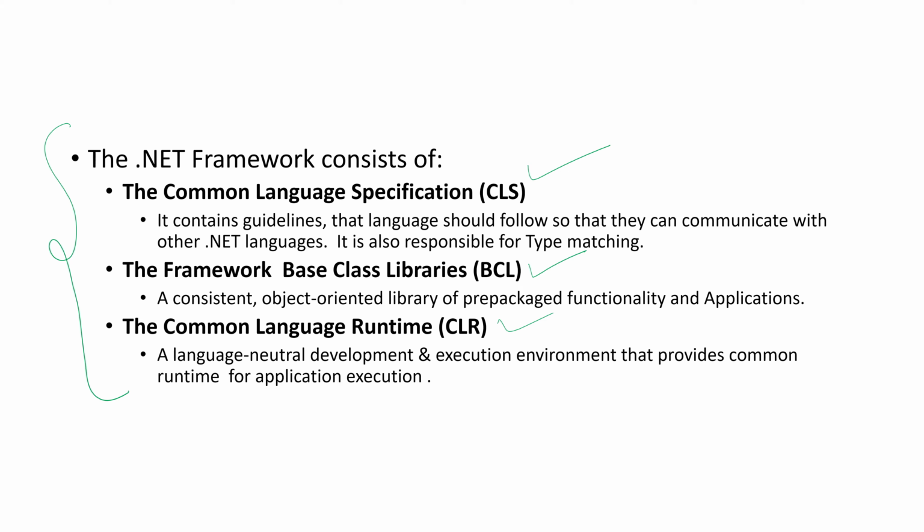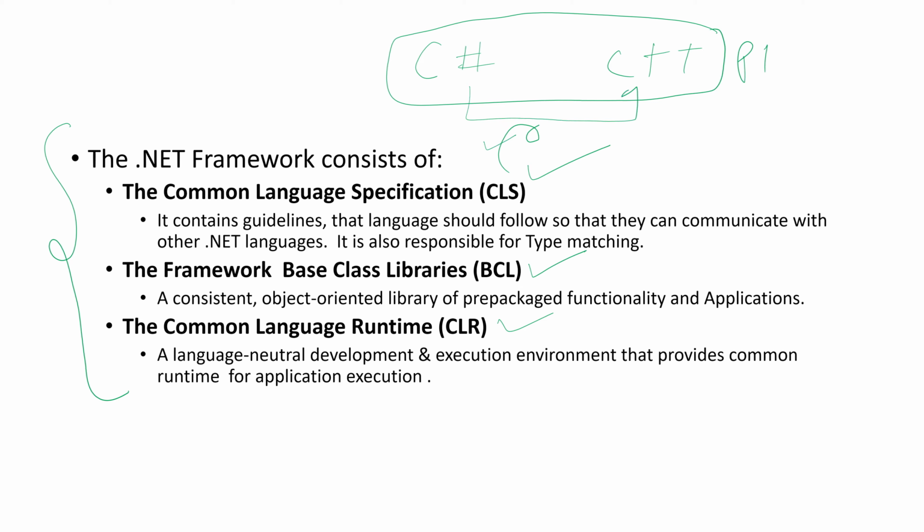Okay, so as I have already told you, this CLS is actually responsible for communication between different languages. Okay, so you might be using C Sharp, C++ in your same project P1. Okay, so this CLS will be responsible for communication between these two languages. Okay, next is your base class library. Base class library is actually combination of all the functionalities that you can use within a language or within a project. Okay, and your CLR is actually an execution environment for your applications. Okay, so whatever you have built using your .NET framework, you can run it on top of your CLR.